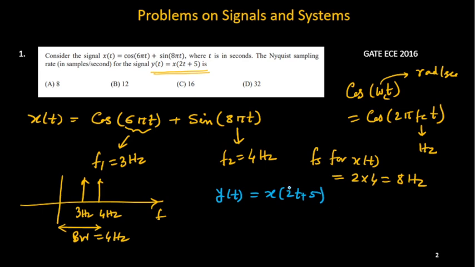But when something is multiplied with t, and if it is more than 1, it is a compression. So 2t means the signal is compressed a little bit. In the time domain, if it is compressed, in the frequency domain, it will be expansion. That is a simple idea. So this is the compressed signal. This alpha t, this is 2, this is compressed.